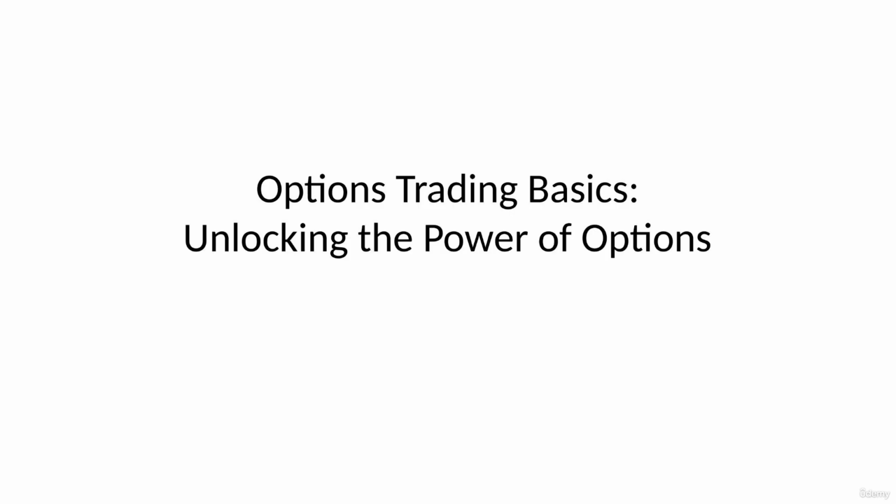Options trading can be seen as a way to speculate on stock price movements or to hedge against potential losses in your investment portfolio. The two main types of options are call options and put options. A call option gives you the right to buy an asset at a specific price within a set time period, while a put option gives you the right to sell an asset under the same conditions. Understanding these fundamental concepts is crucial, as they form the backbone of options trading.